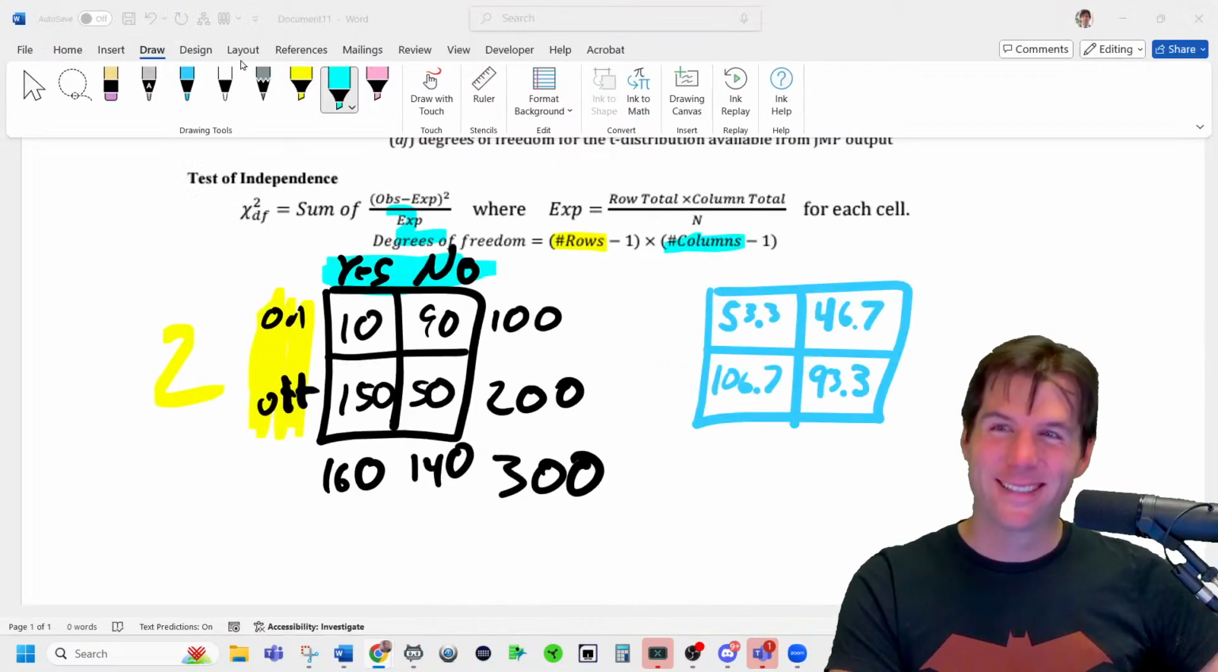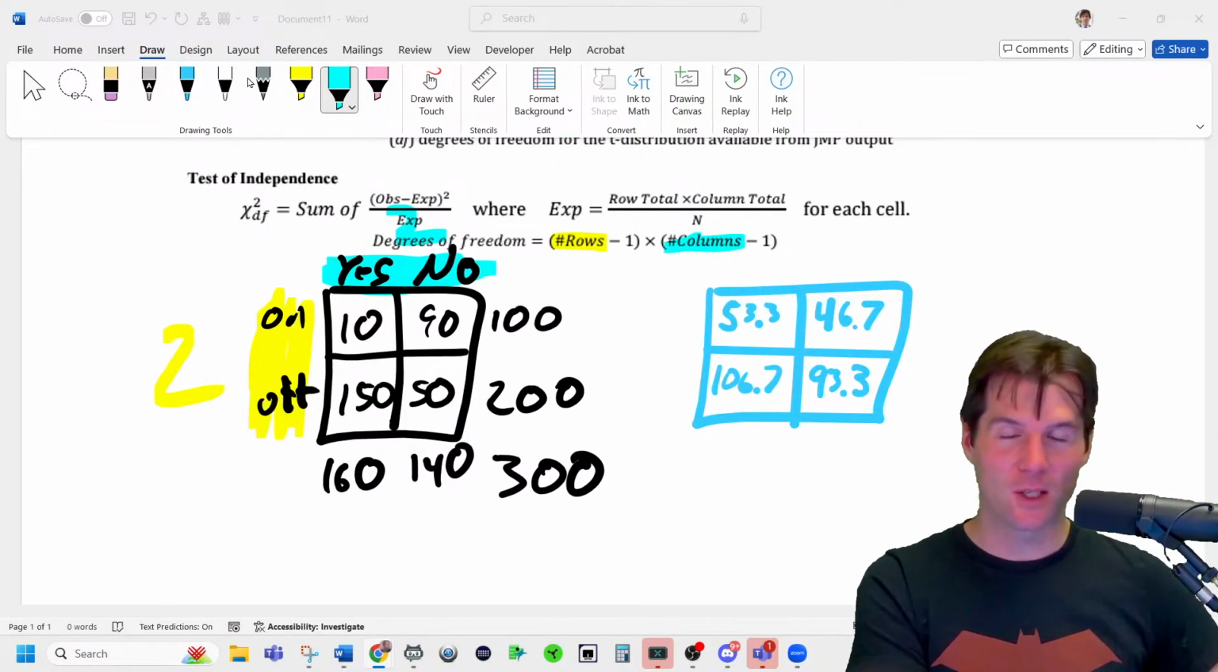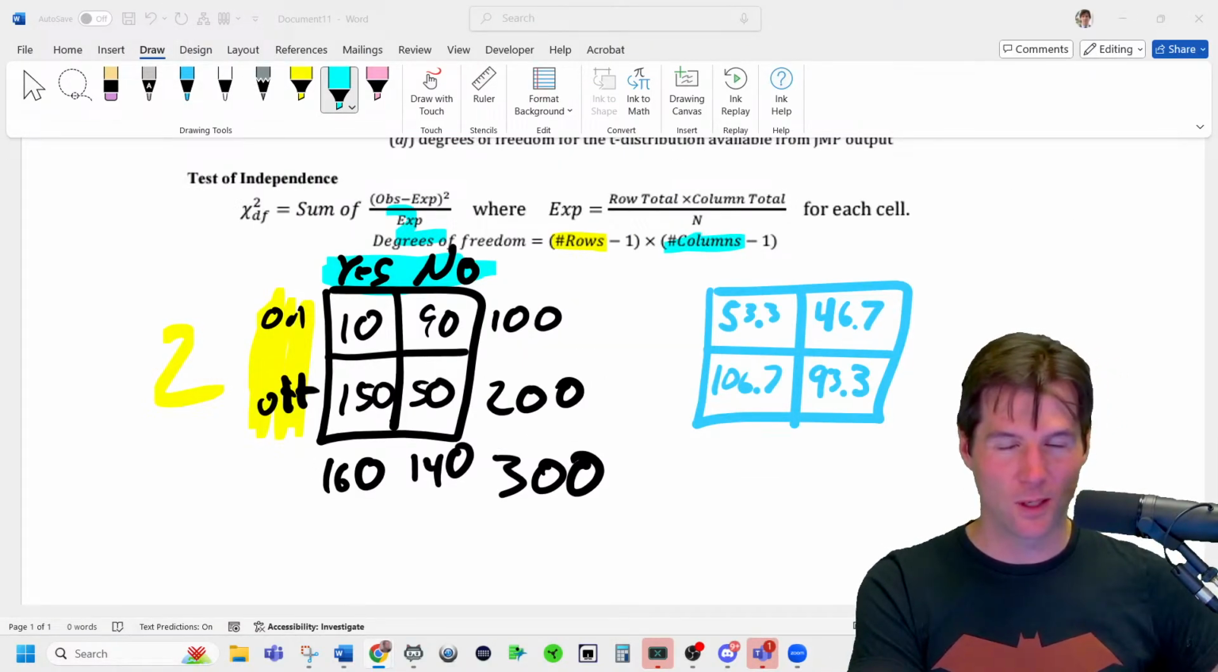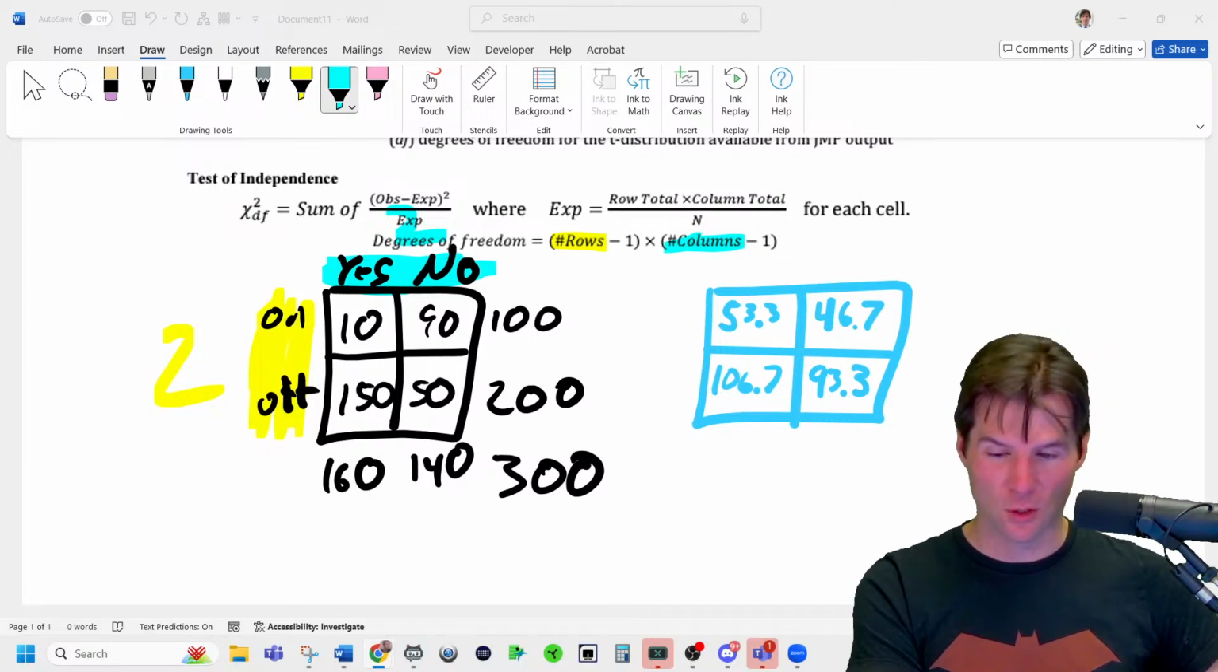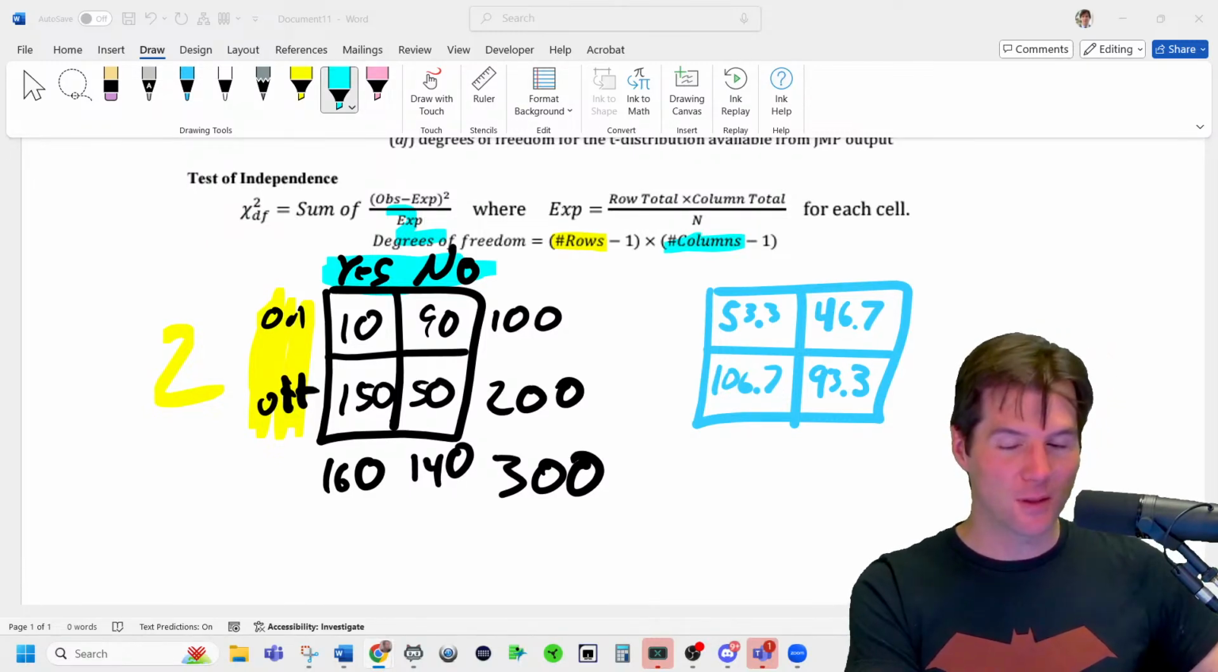So, just having some of the chi-squared. The degrees of freedom for the chi-squared are rows minus 1 times columns minus 1. And it tells us the shape of the chi-squared distribution we are working with. You won't use the applets on the test.